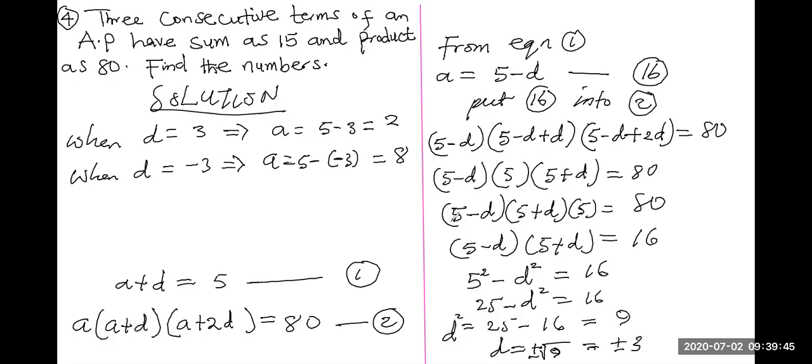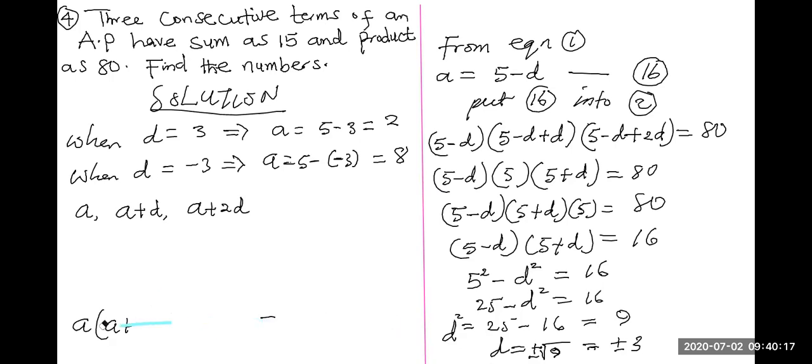So what are we asked to find? We're asked to find the numbers. Our A is 2 or 8, while our D is plus or minus 3. Now we have that. Remember we said the three numbers are A, A plus D, and A plus 2D. So we can now use this to find the three numbers.